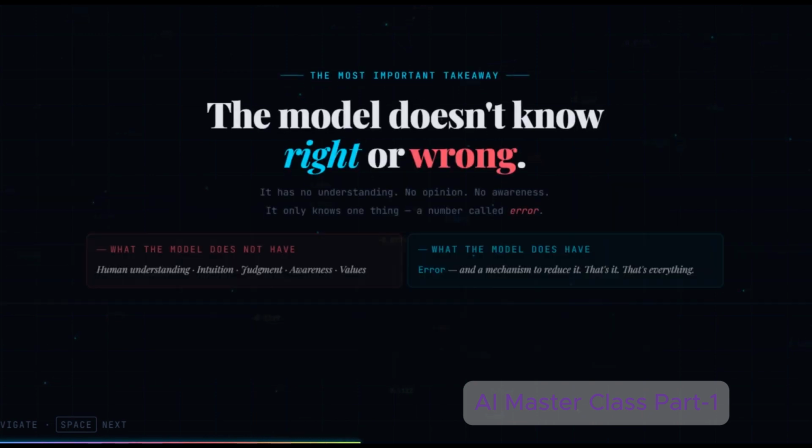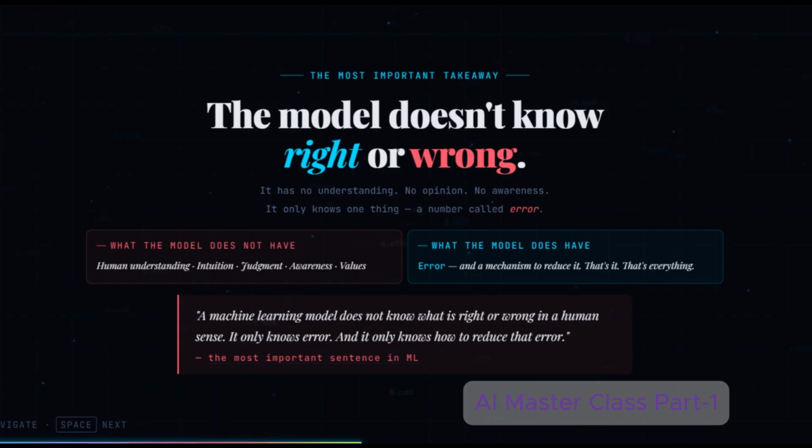Now comes the most important takeaway. A machine learning model does not know what is right or wrong in a human sense. It only knows error, and it only knows how to reduce that error. Calculus gives the model a direction.